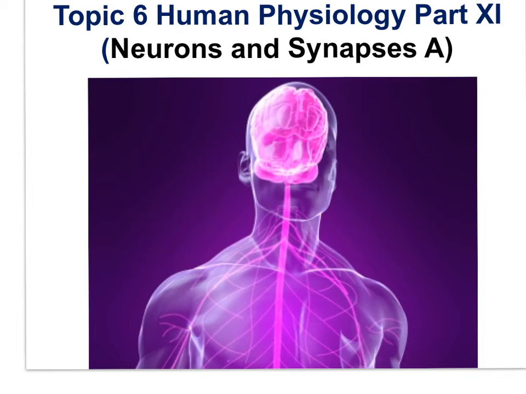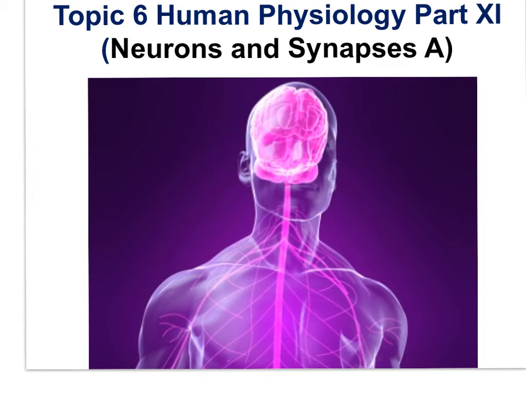IB Biology, Human Physiology Part 11 is the first of 3 parts covering neurons and synapses. In Human Physiology Part 11, Neurons and Synapses A, this movie, the focus will be on the structure of a nerve cell called a neuron. The neuron is the functional unit of the nervous system. But before examining neurons in high detail, we have some terms to define.